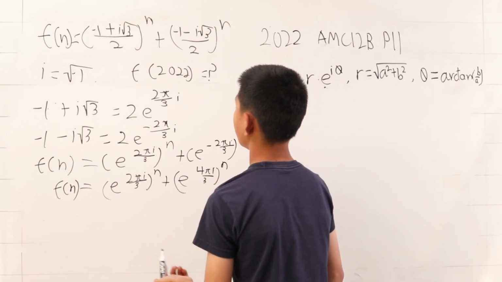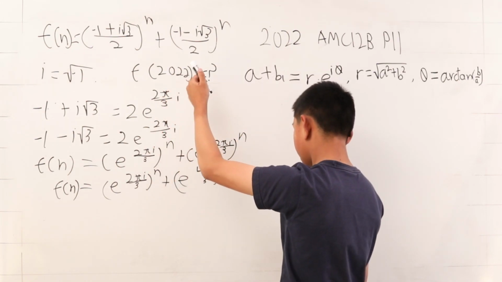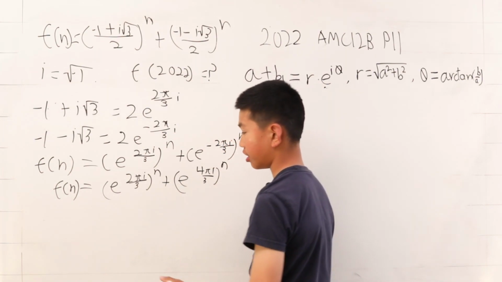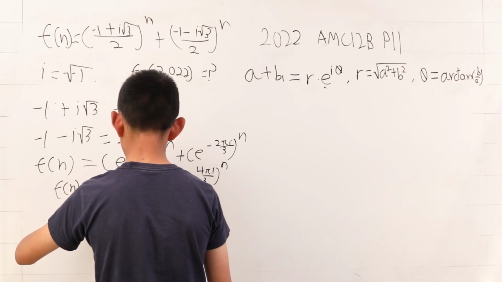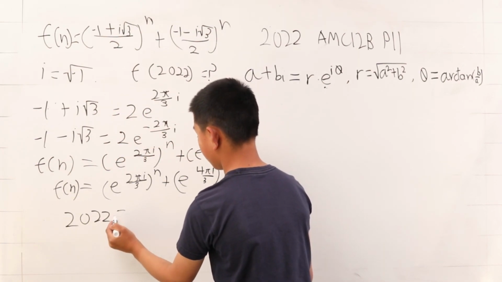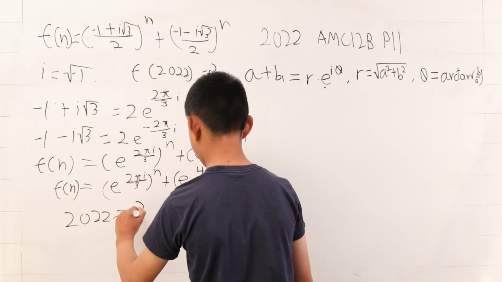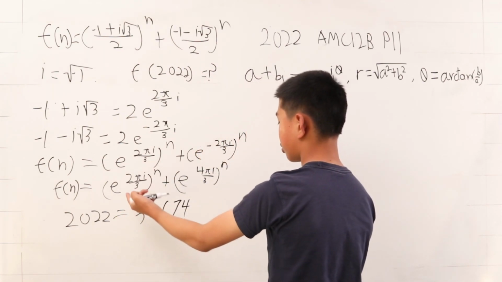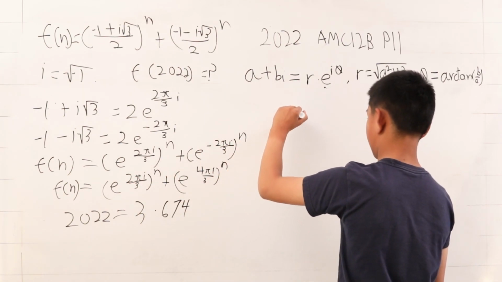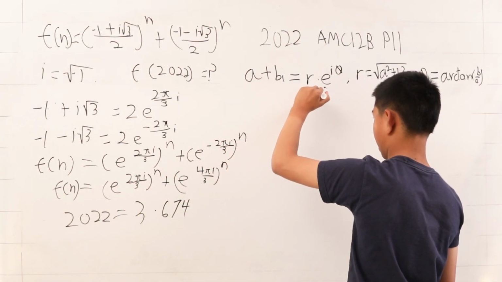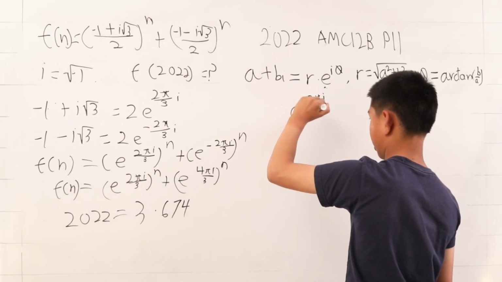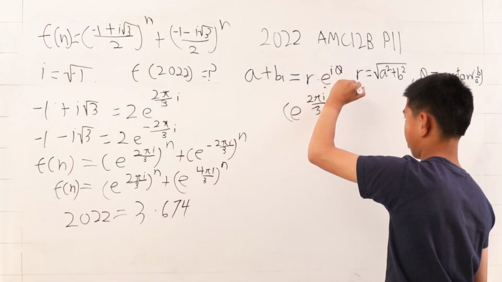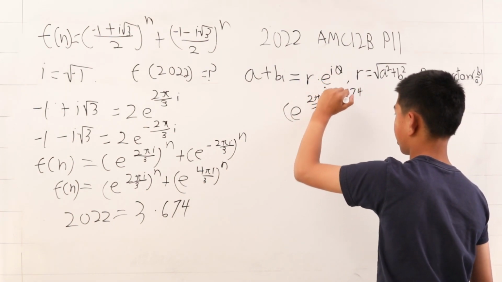So now we have to find the case where n is 2022. The first thing to notice is that 2022 is a multiple of 3. This is essentially just 3 times 674. So let's take this first term here: e to the power of 2 pi i over 3 to the power of n, which is now 2022, or 3 times 674. The 3's cancel out.